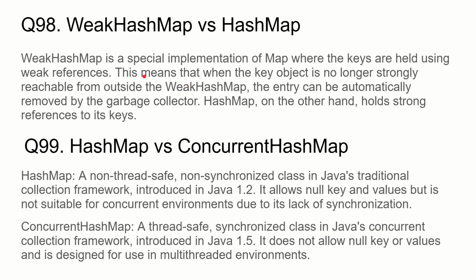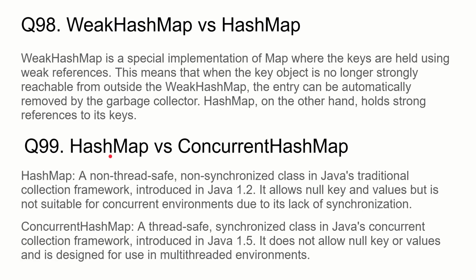So first question in this video is HashMap versus WeakHashMap. So WeakHashMap is a special implementation of Map where the keys are held using weak references. This means when the key object is no longer strongly reachable from outside the WeakHashMap, the entry can be automatically removed by the garbage collector. HashMap on the other hand holds strong reference to its keys.